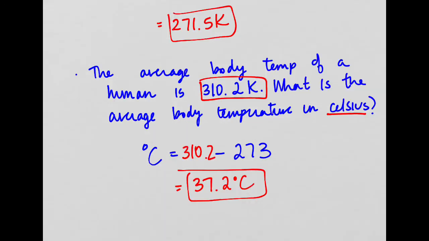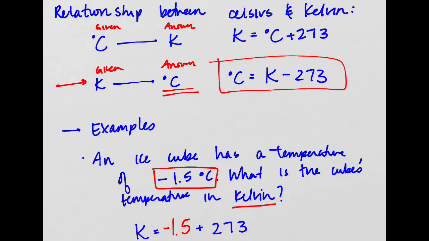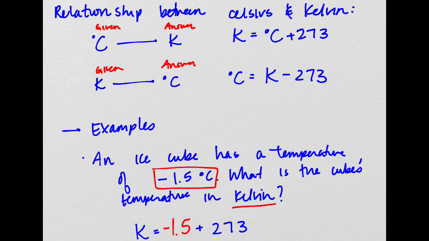Then finally, just now, we looked at the relationship between Celsius and Kelvin, and we have these 2 equations. We can use this equation when we're given Celsius and want our answer to be in Kelvin. We just add degrees Celsius plus 273. And when we're doing the opposite, when we're given Kelvin and we want our answer to be in Celsius, we use this equation.